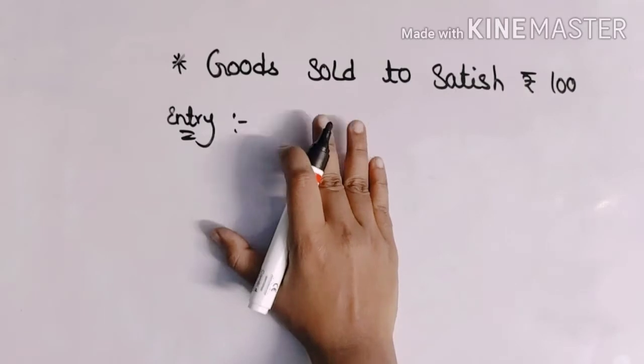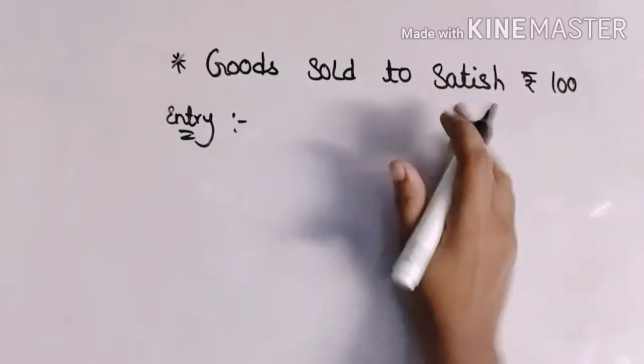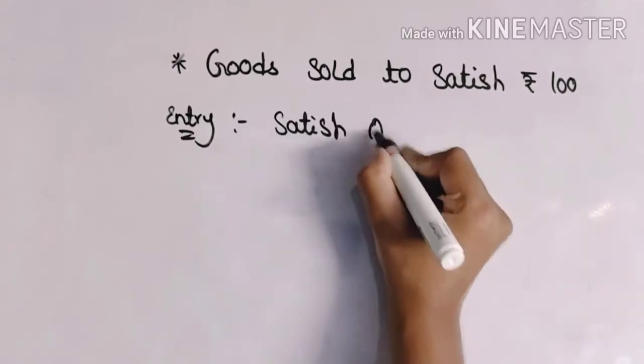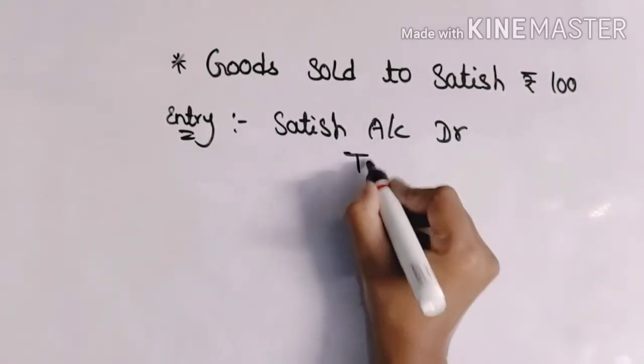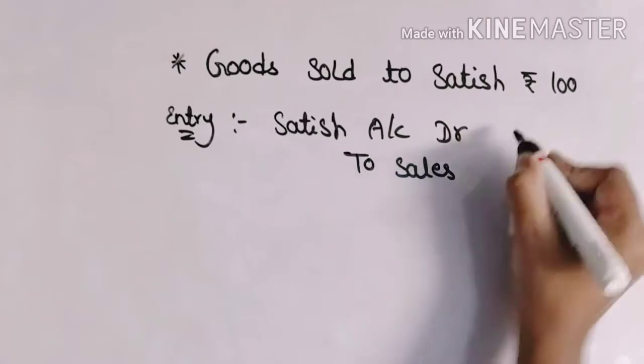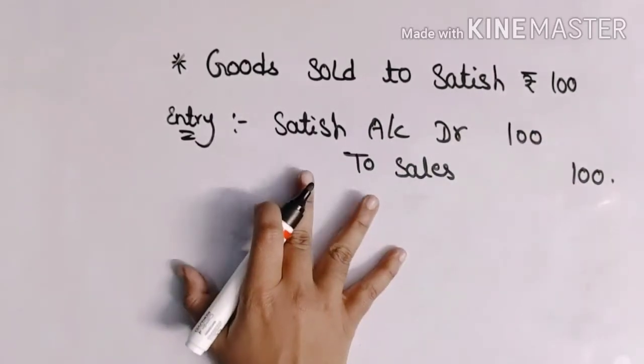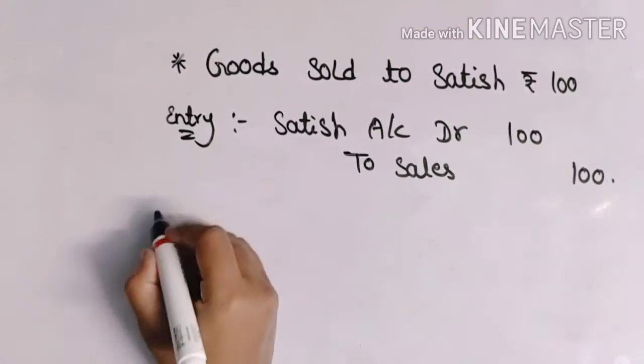So what is the entry for this? Goods sold to Satish. Then what is the entry? Satish account debit to sales account, right? So what is the amount? 100 rupees. Now from this entry we have to open two accounts, that is in the ledger.